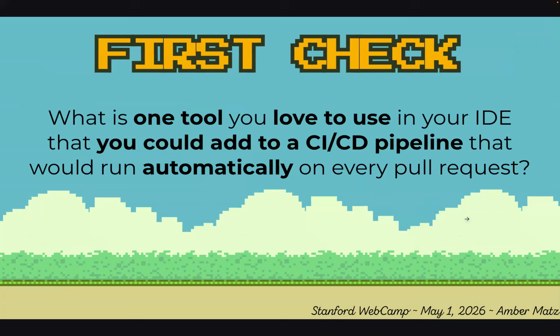Think of one tool that you love to use in your IDE locally that you could add to a CI/CD pipeline that would run automatically on pull requests. If you forget to run it locally, you've got this security or quality gate at the pull request level that's making sure that it's running. So all the best practices that you're doing locally, enforce that on yourself and put that into a CI/CD pipeline so it's going to run automatically on every pull request.